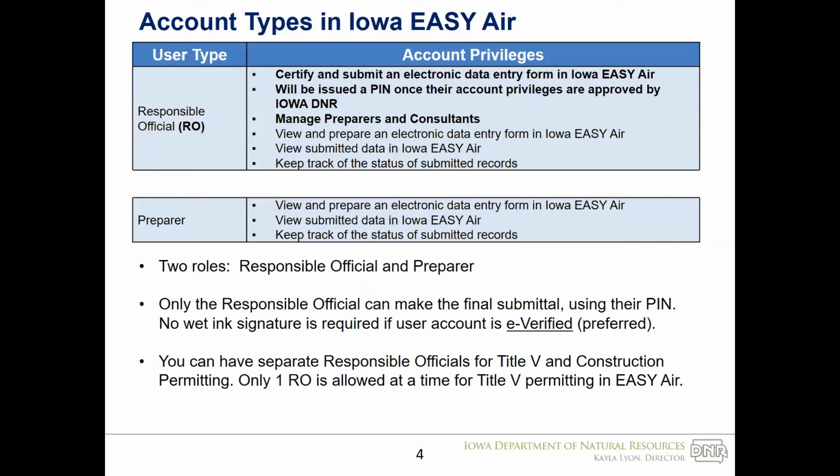To enable them to do that, they will be issued a PIN once their account privileges are approved by the DNR. And finally, the responsible official manages preparers and consultants. You can have separate responsible officials for Title V and construction, although only one RO is allowed at a time for Title V permitted in Easy Air. You can only have one active RO. You may have multiple people signed up as ROs or approved as ROs, but only one of them can be active at a time.